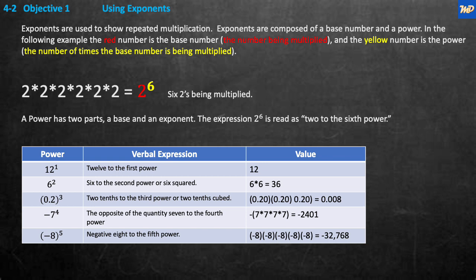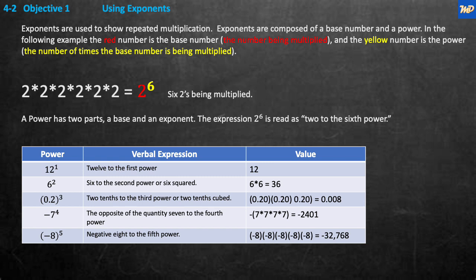So let's take a look at using exponents. Exponents are used to show repeated multiplication. Exponents are composed of a base number and a power. In the following example, the red number is the base number, just the number being multiplied, and the yellow number is the power, the number of times the base number is being multiplied.